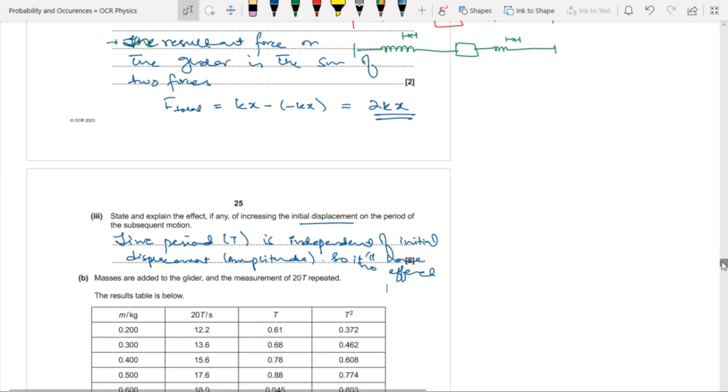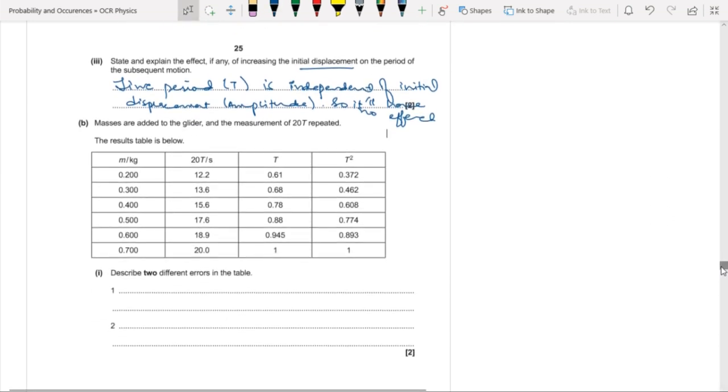All right, moving on. Masses are added to the glider and the measurement of 20 time periods is repeated and the results table is below. Mass in kilograms, then time taken for 20 time periods, one time period, and time period squared. Describe two different errors in the table.